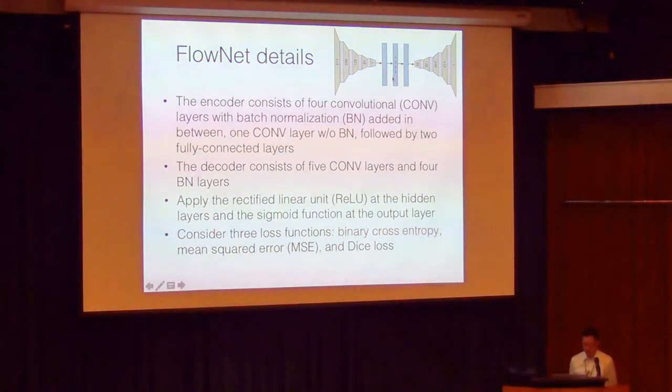And we apply the rectified linear unit function at the hidden layers and use the sigmoid function at the upper layers. And we consider three different loss functions: cross entropy, the mean square error, and the dice loss, and eventually we select the binary cross entropy because it gets the best performance.